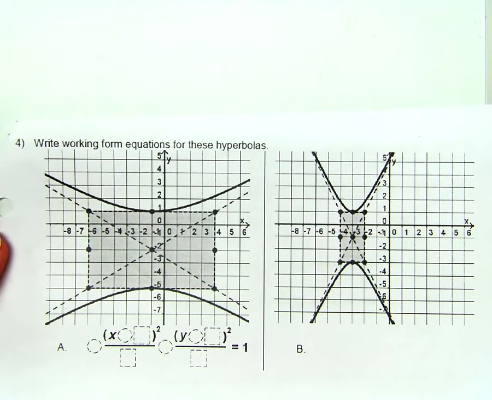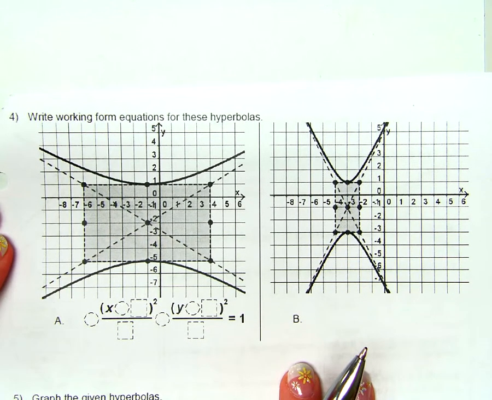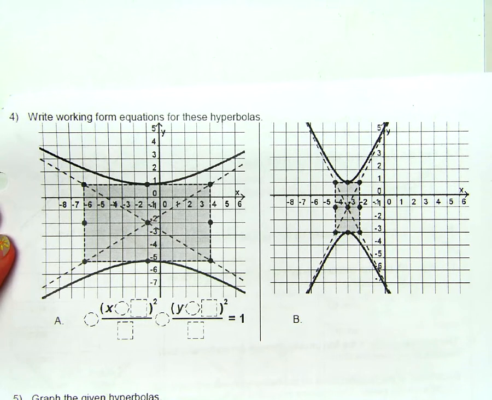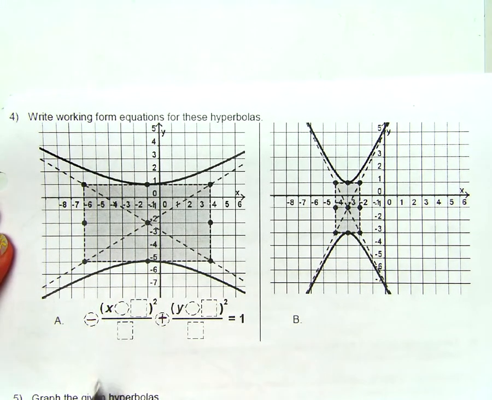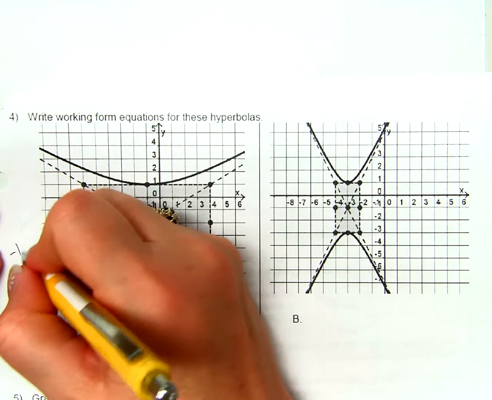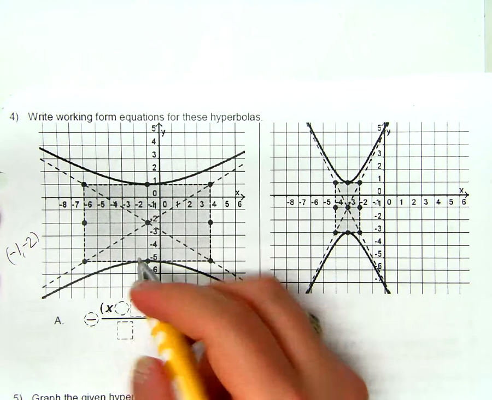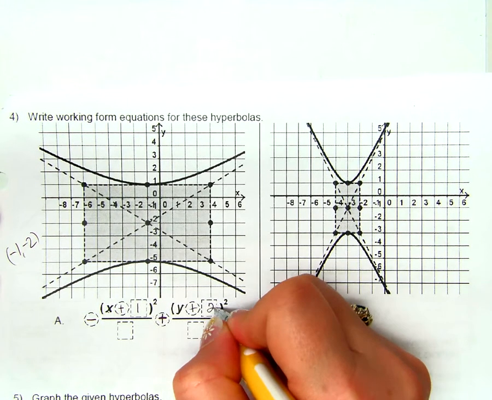Number 4. Can you write an equation? Okay. Which one of these terms is going to be positive and which one's going to be negative? y is positive. x is negative. So it's a negative thing plus a positive thing, or plus the y squared thing, right? Where's my center? -1, -2 is my center. So it's x plus 1 and y plus 2.